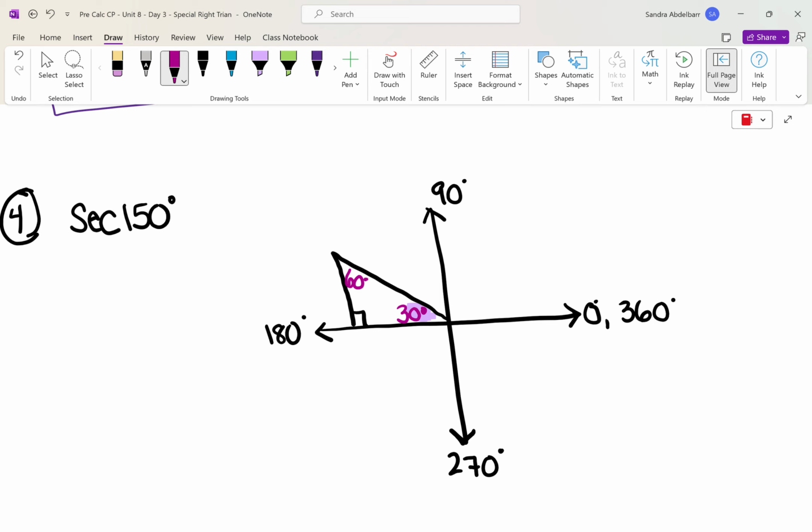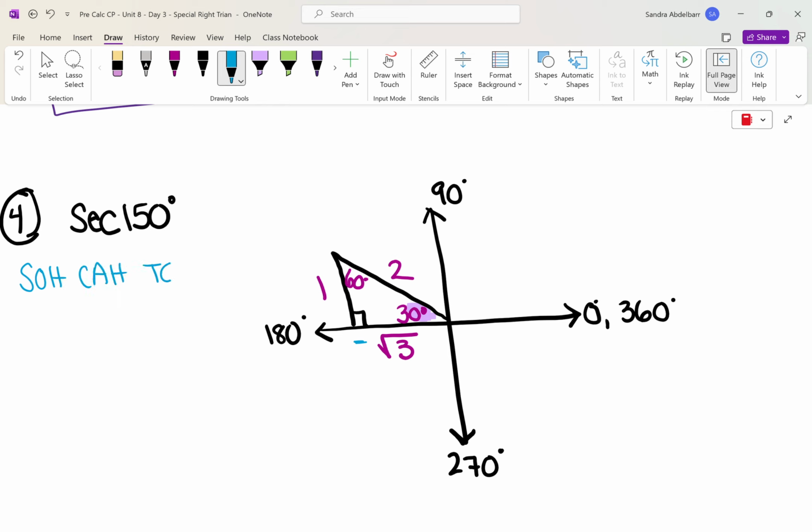You all tell me, opposite the 30 is what number? 1. Opposite the 60 is √3. Opposite the 90 is 2. Which number should be negative? The √3. The √3 should be negative because we're negative x.